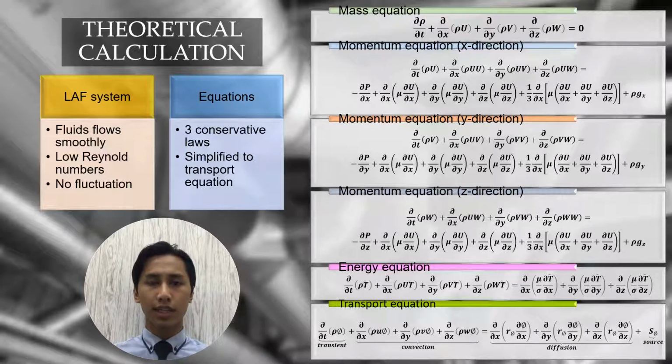These three equations can be simplified into a transport equation. This transport equation can yield any of the three conservation equations when a valid value is used for the dependent variable.